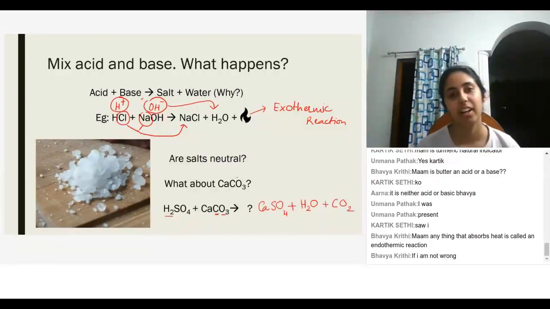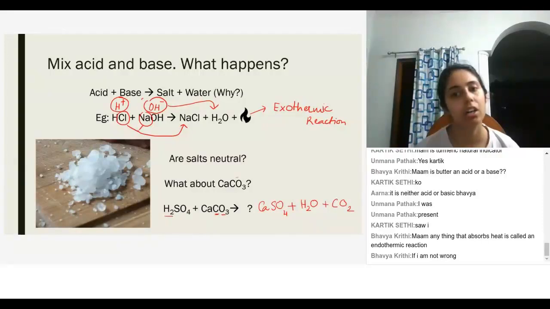Oh, okay. Ma'am, in the case where a salt like, what is this? Ma'am, H2SO4. What do you call it, ma'am? Sulfuric acid. Sulfuric acid plus CaCO3. Calcium carbonate. Ma'am, no, I'm not talking about this. Like when a salt has either OH minus ion or H plus ion, then it is not neutral.